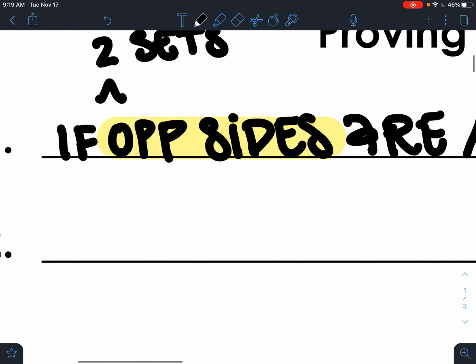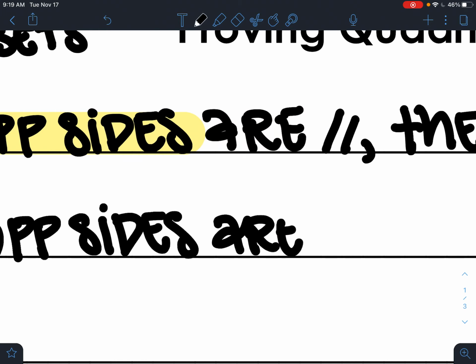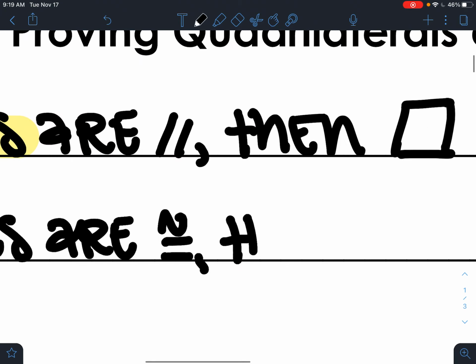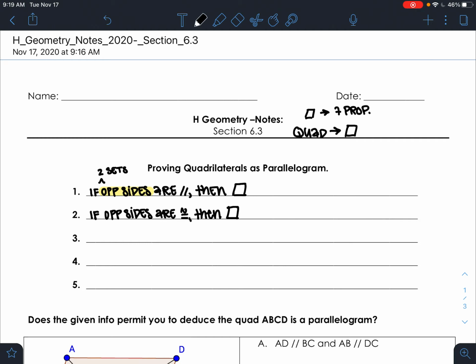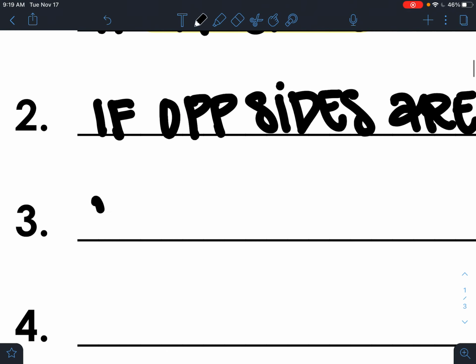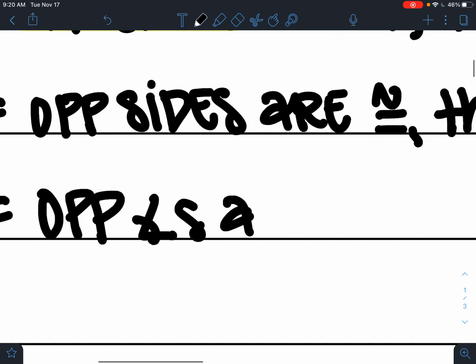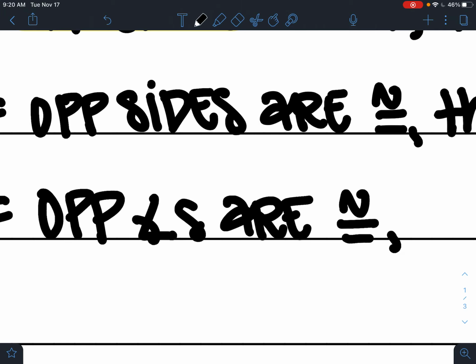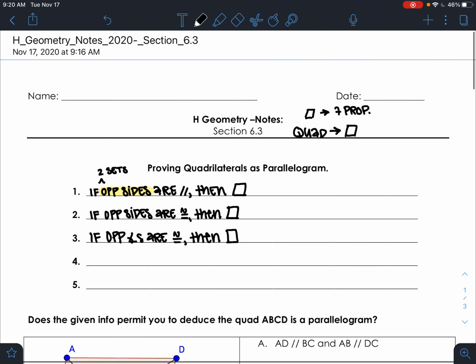All right, the second one is if opposite sides are congruent, then it's a parallelogram. So if I could prove that the opposite sides are congruent, then I know it's going to be a parallelogram, okay? The third one is if opposite angles are congruent, then it's a parallelogram. Again, it's if 2 sets of opposite angles are congruent.